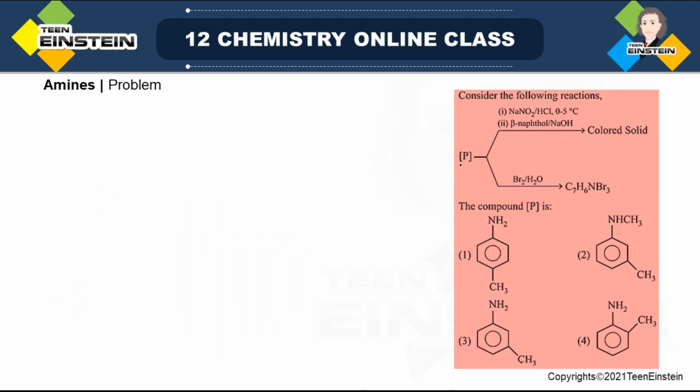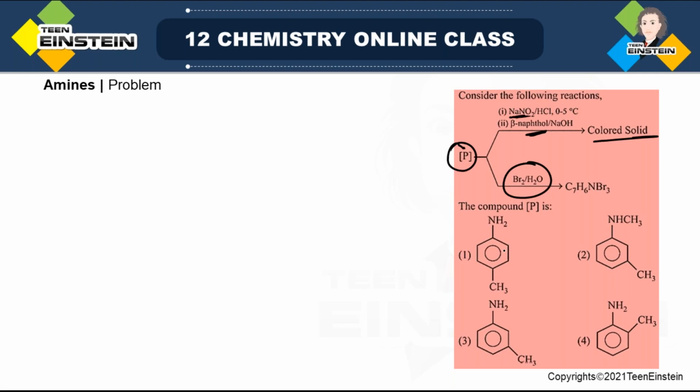Consider the following reaction. Starting material P. First reaction: NaNO2/HCl, that is diazotization we are doing, and then you are treating it with beta naphthol, basic condition. We know this test is basically the dye test. A colored solid, a highly extended conjugation product, is formed, and that is the reason it has intense color. And the next reagent that you are using for another reaction is Br2 water.